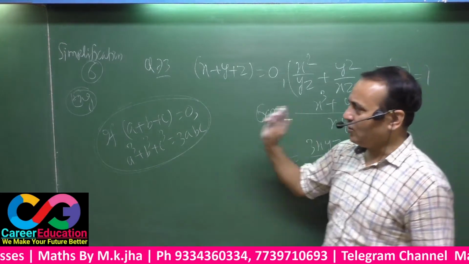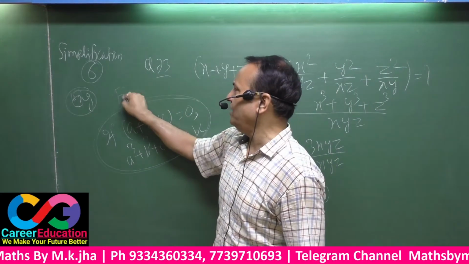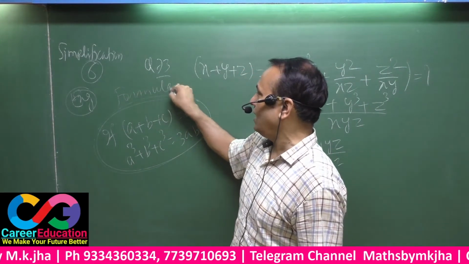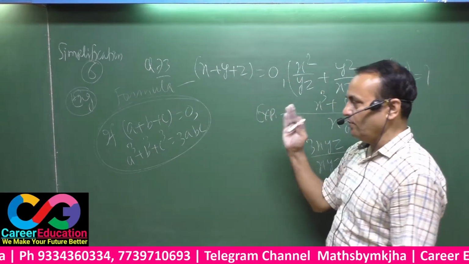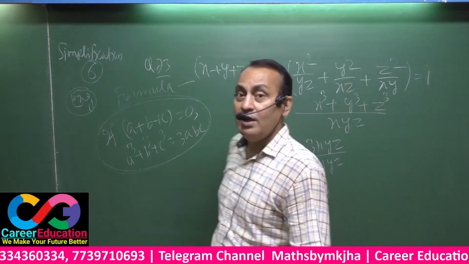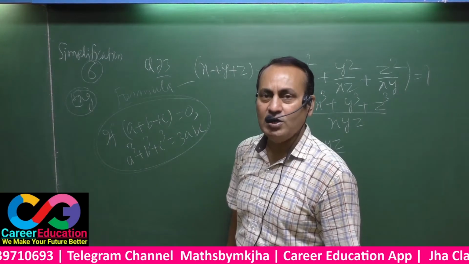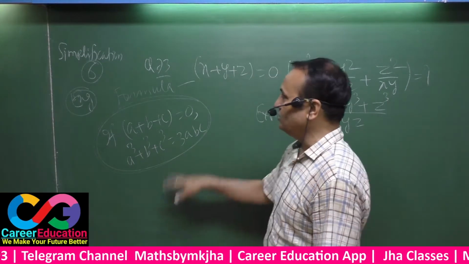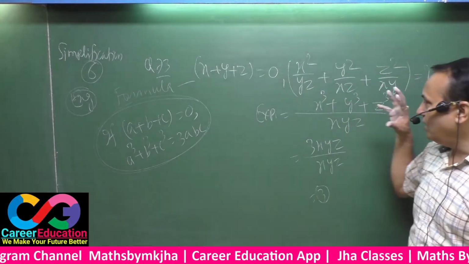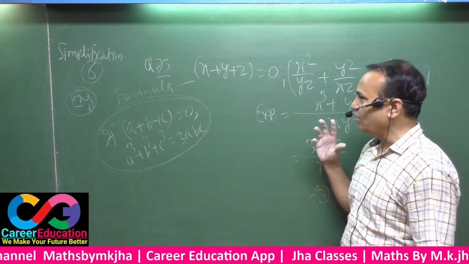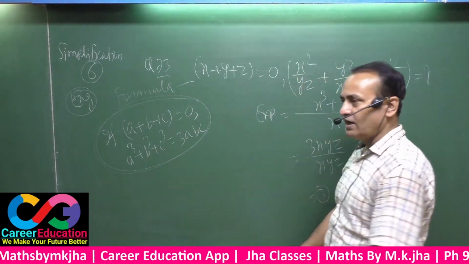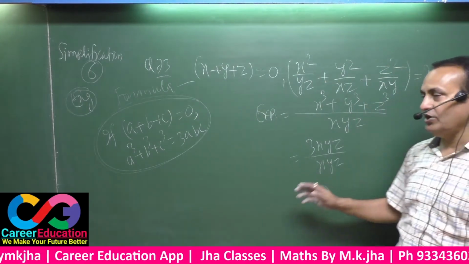Be noted, only this formula should be remembered by you. If you remember this formula, what is the formula? If a plus b plus c equals 0, a cube plus b cube plus c cube equals 3 into a into b into c, and that must be put here. After putting the value, certainly you are getting the right answer, and you got the right answer. That is only 3 here. Be noted.